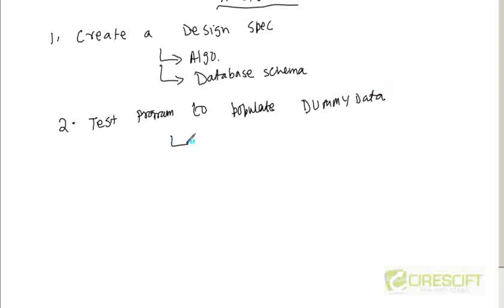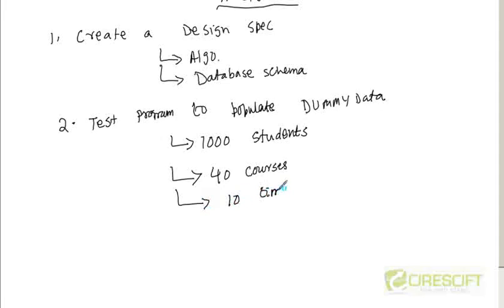I want 1000 records for students, so 1000 students, 40 different courses, and 10 different time slots. So you should have this.